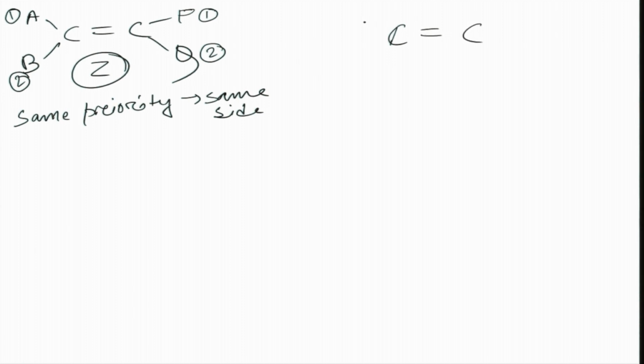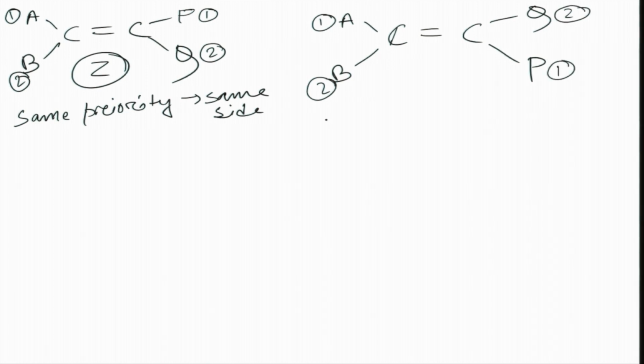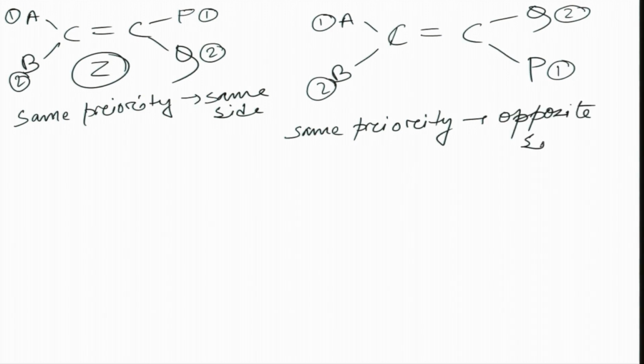Now, say there is this carbon. So, this is 1, 2, 2, 1. The same priority groups are on opposite sides. So, we will call this E. E means entgegen, or opposite. So, when the same priority groups are on opposite sides, we will call it E. So, let us now do some examples.